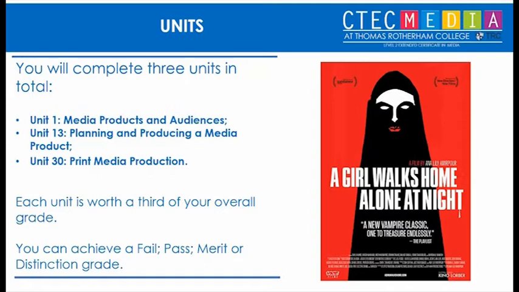Your final grade will be calculated by what you get for each individual unit. For each unit, you can get either a fail, a pass, a merit, or a distinction. So it's very similar to if any of you might have done a CTEC Level 2 before. Overall, you can get either a fail, pass, merit, distinction, or a distinction star. You can only get a distinction star by getting the distinction for pretty much everything.